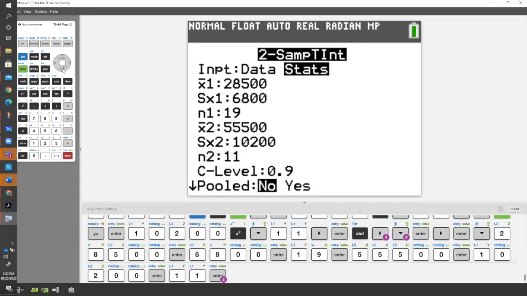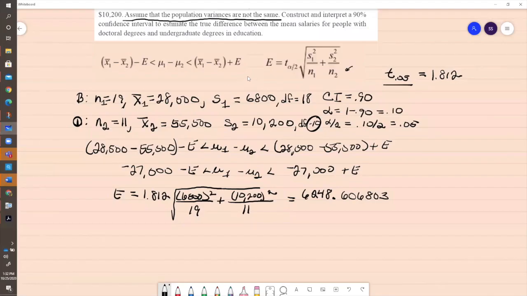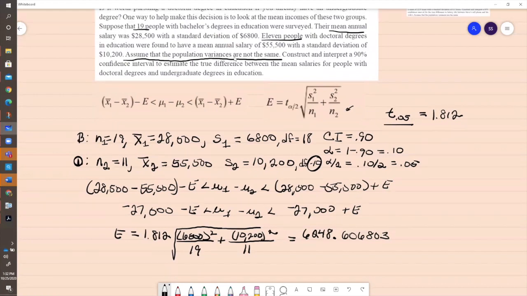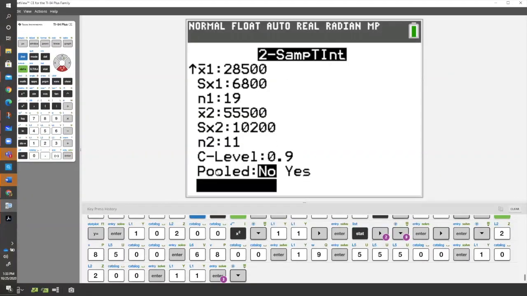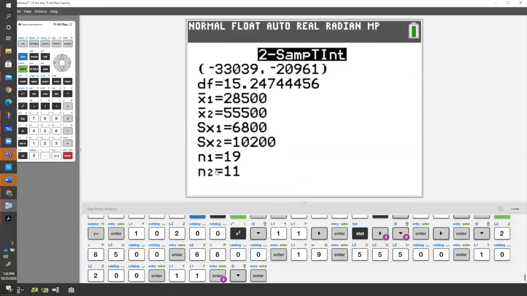Since we know the standard deviations according to the question, let's go back to the question. It said to assume the population variances are not the same. So they are not the same, so we cannot pool them. No, it's not pooled data. If you select yes when you should select no, you'll get two totally different answers. Okay, so we have our answer here.